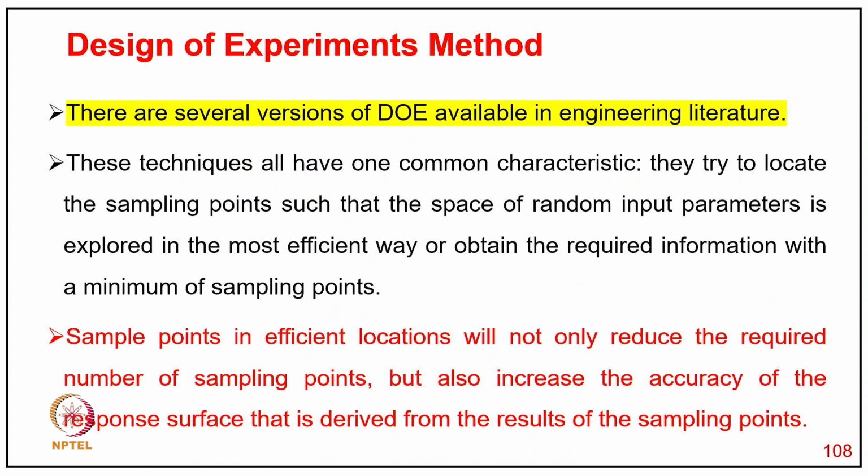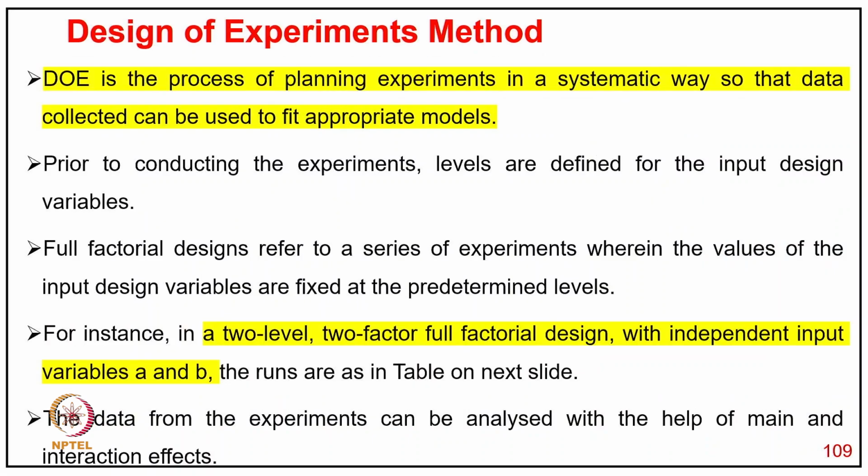So, there are several versions of design of experiment available in engineering literature. These techniques all have one common characteristic: they try to locate the sampling points such that the space of random input parameters is explored in the most efficient way, or obtain the required information with the minimum of sampling points. And sample points in efficient locations will not only reduce the required number of sample points, but also increase the accuracy of the response surface that is derived from the results of sampling points.